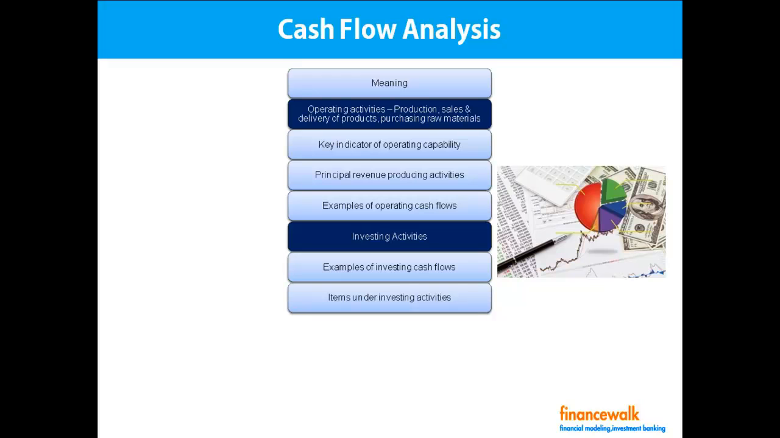Okay, now let's see which are the items under investing activities. So items under investing activities include capital expenditures, which include purchases and sales of property, plant and equipment, and secondly, investments. Okay, now after covering operating activities and investing activities, let's go to financing activities.